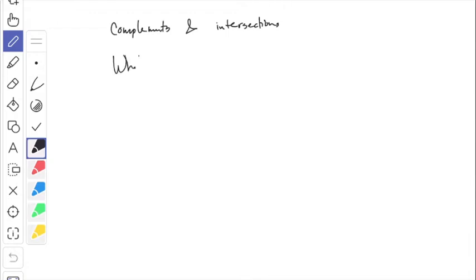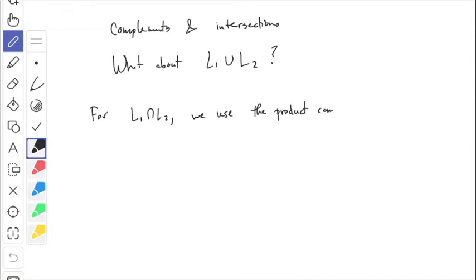So what about union? L1 union L2. The union, like I said, will be similar to intersections. So let me just refresh our memories. For L1 intersect L2, we use what's called the product machine, or the book calls this the product construction, because you build this new machine as a product of the states from the original two machines that you start with. The states in the product are pairs of states from one machine paired up with the states from the other machine. That's how you do the intersection.